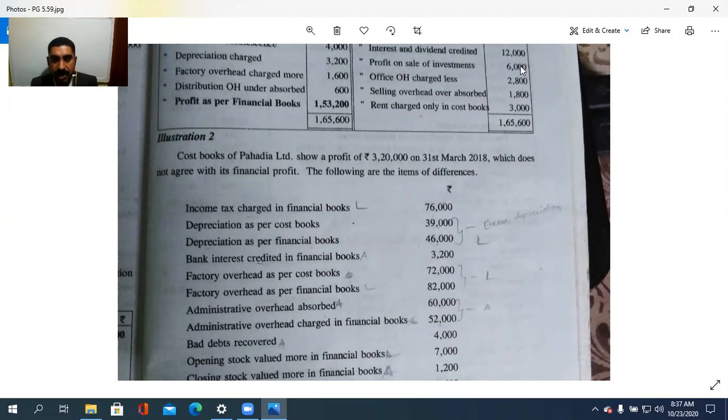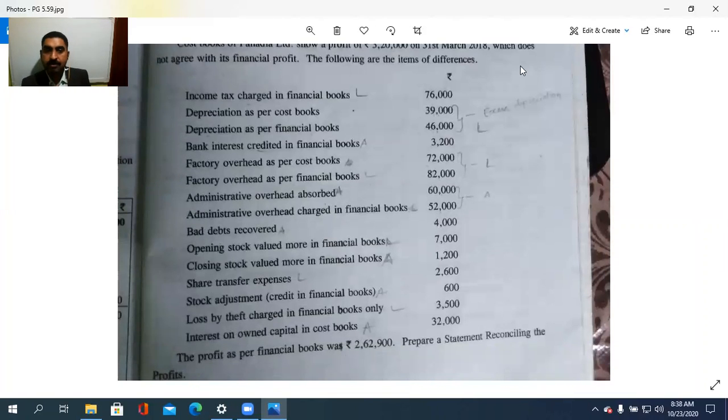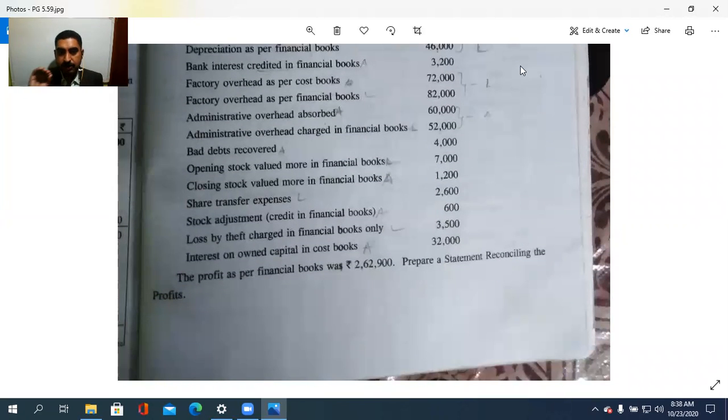Bank interest credited in financial books. Factory overhead as per cost books, factory overhead as per financial books, take the difference also. Administrative overhead absorbed, administrative overhead charged in financial books. Bad debts recovered. Opening stock valued more in financial books, while closing stock valued more in financial books. Then share transfer expenses, stock adjustment that is to be credited in financial books, loss by theft charged in financial books only, and interest on owned capital in cost books. The profit as per financial books was 2,62,900. So prepare a profit reconciliation statement.